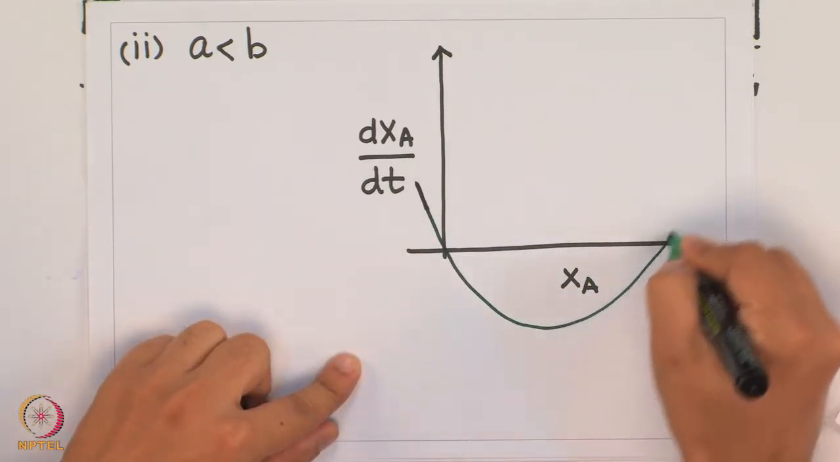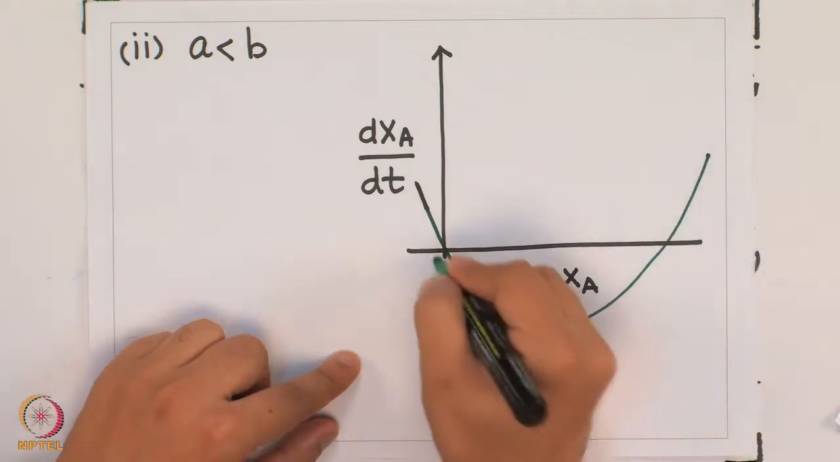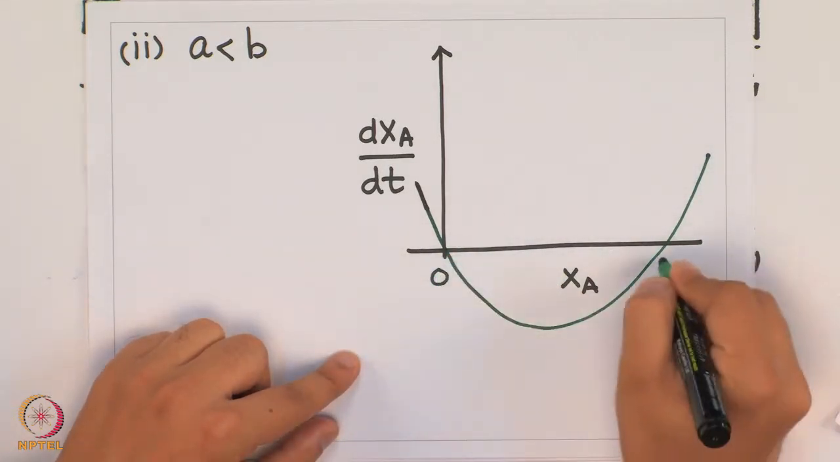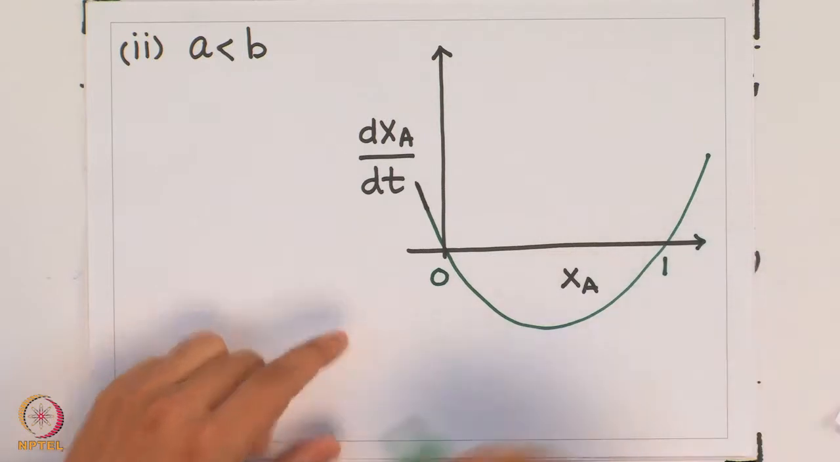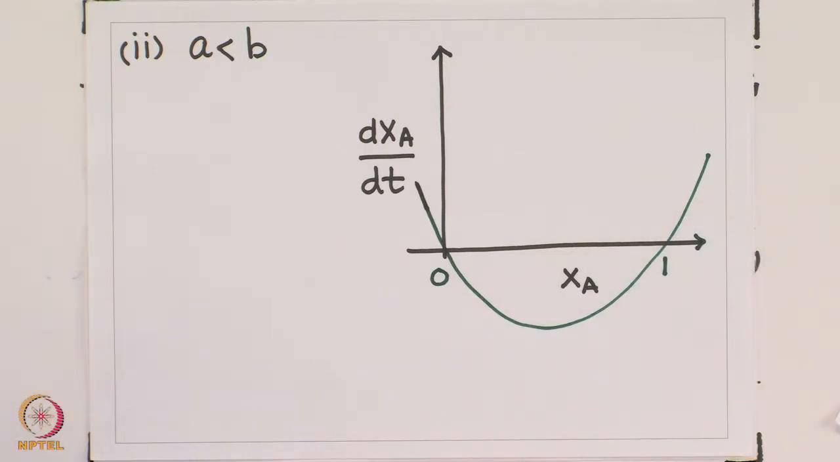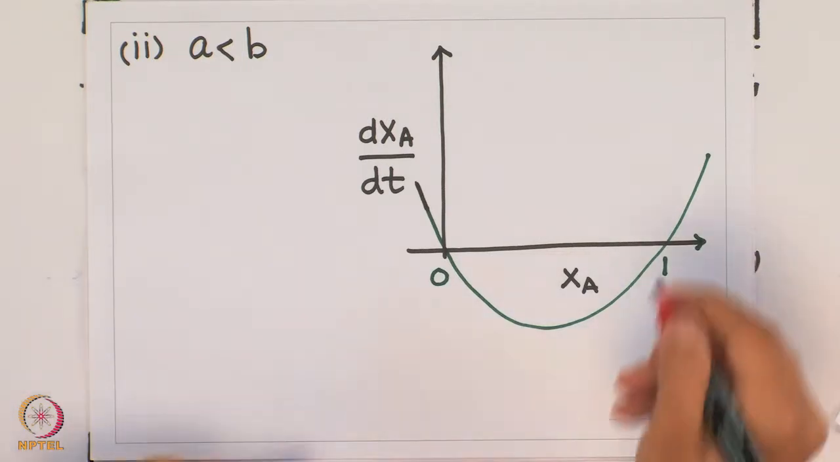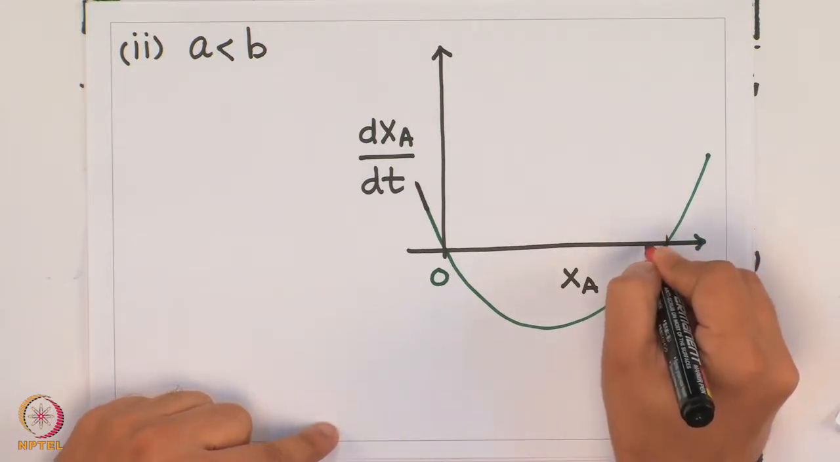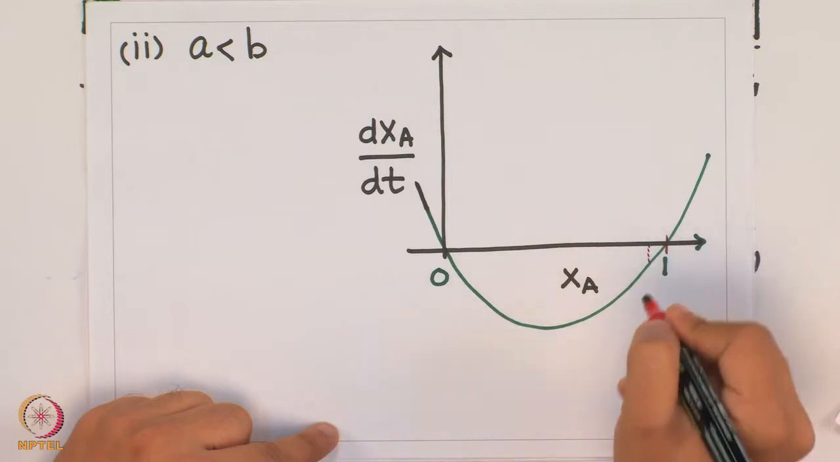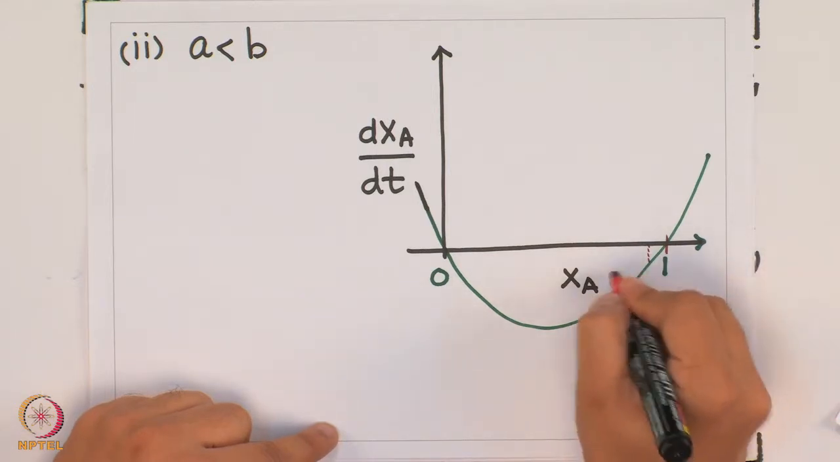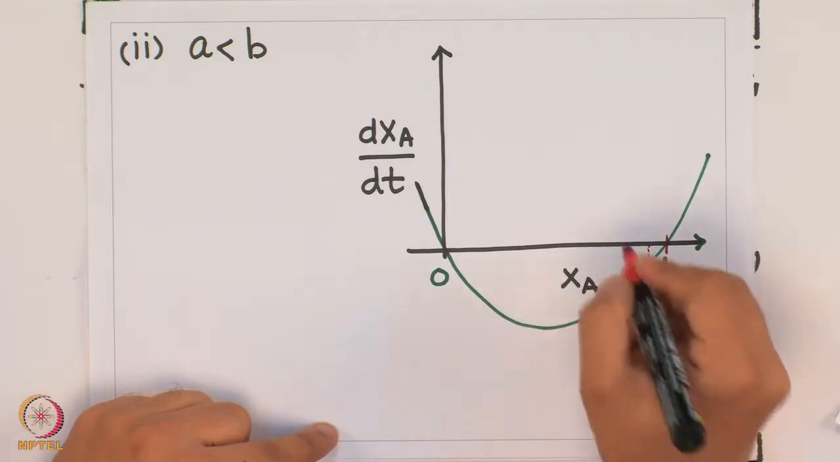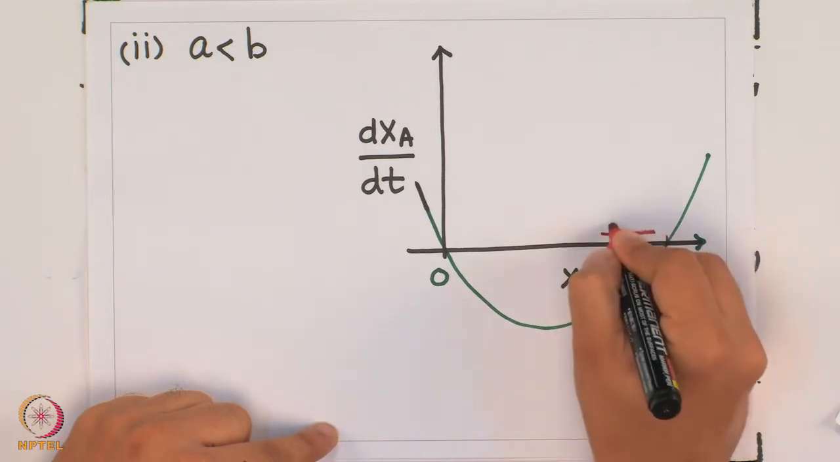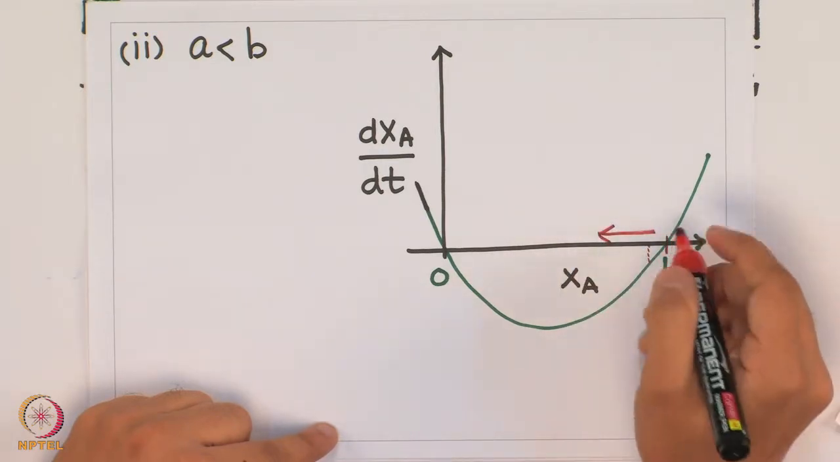The shape of the curve is going to look something like this. This is the value xa equal to 0, this is the value xa equal to 1. And now, when we analyze the stability associated with these 2 points, let us look at xa equal to 1. When we introduce a deviation to the left, dxa by dt is negative, hence xa decreases as we move forward in time. The system moves in this direction.